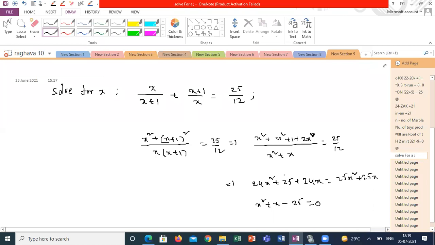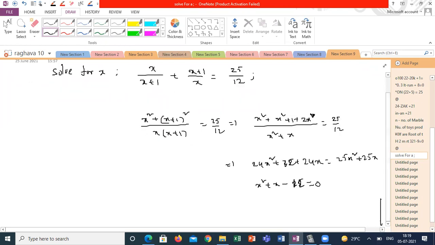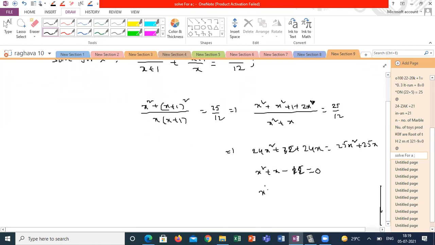It's a 12, sorry. 1 into 12 is 12. So it is 12. So what is the split up? x square plus 4x minus 3x. Is it the same answer, same quadratic equation you got?